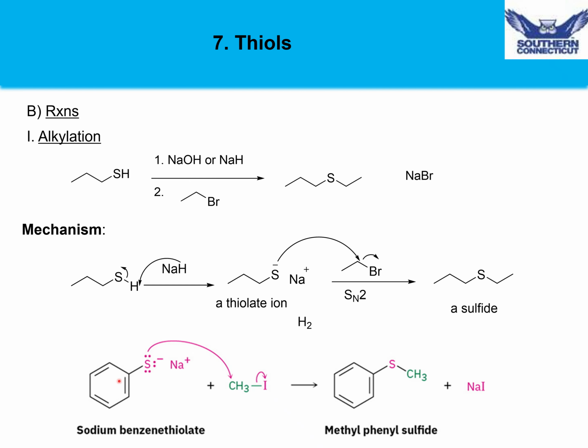Here's an example with sodium benzene thiolate. It will attack the methyl group that is attached to this iodide to give us methylphenyl sulfide.